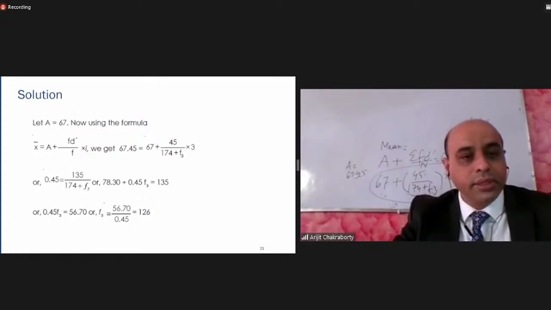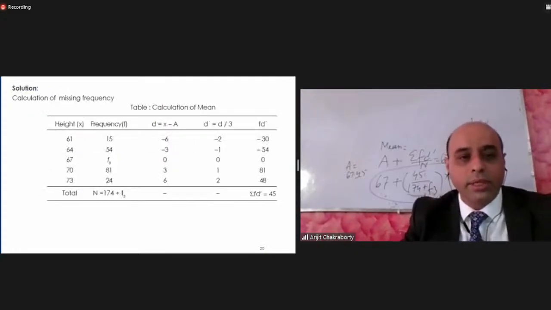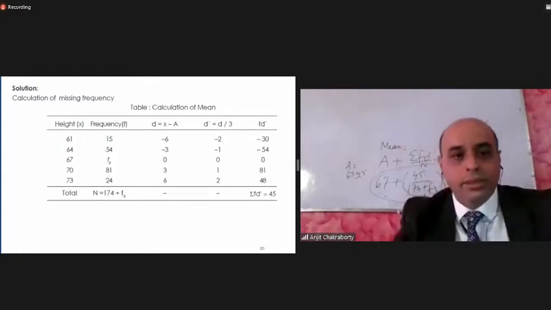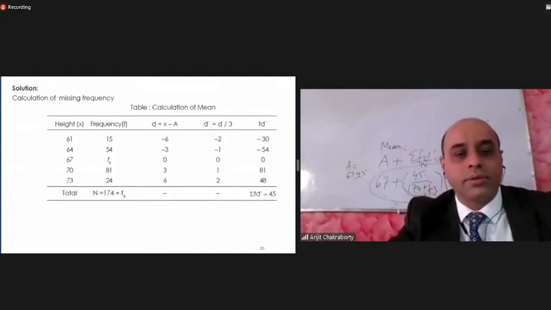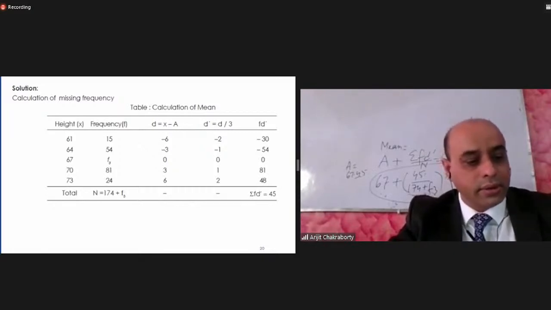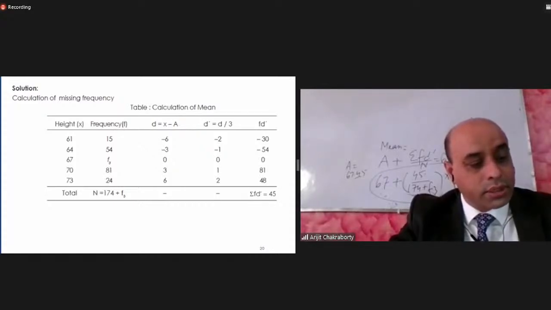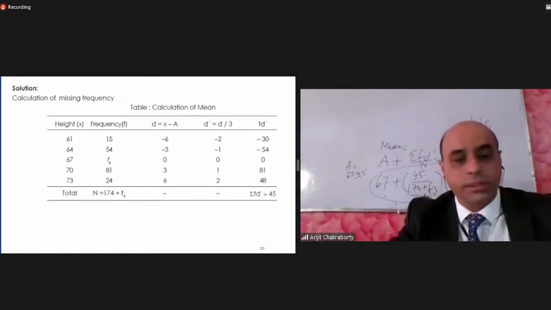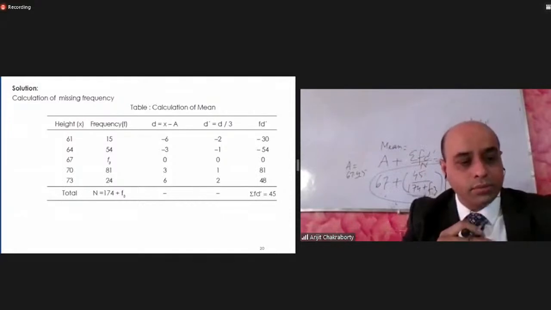We are dividing by 3 here because we are taking the class interval as 3. If you see the problem once again, you will find 61 to 64, 64 to 67, 67 to 70, 70 to 73. 64 minus 61 gives you 3. That is why we are taking the class interval as 3. Now there is one question from Kashish. Will the assumed mean be given in the question or the test? No, you can take any value as your assumed mean, no problem.